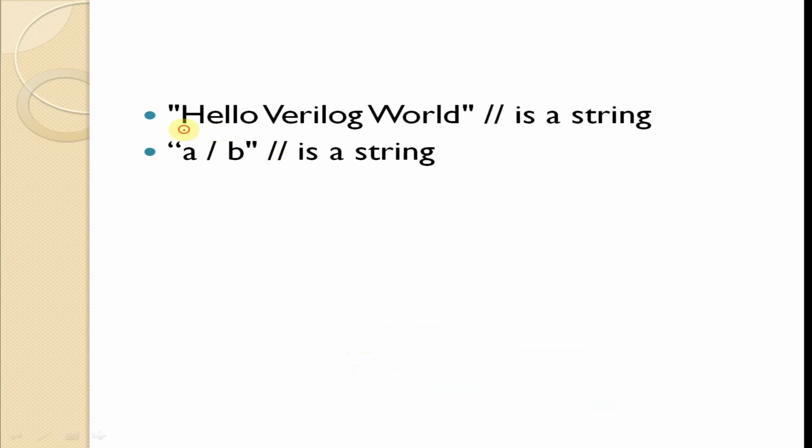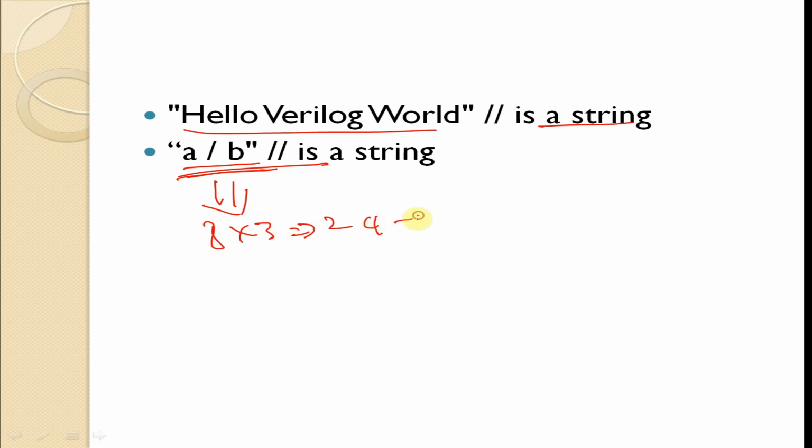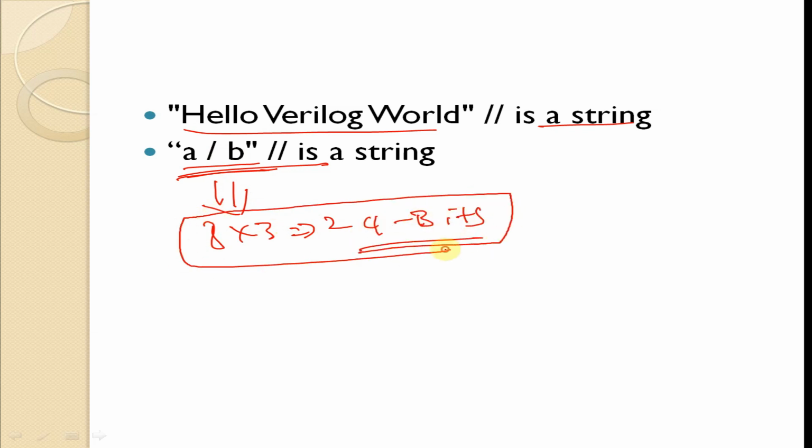Here we can see "hello Verilog world". This is also a string, and double quotes "A B" is also a string. So the size of the string is 8 into 3, that is equal to 24 bits. Like this we will calculate the size of the string. Is this clear for everyone?